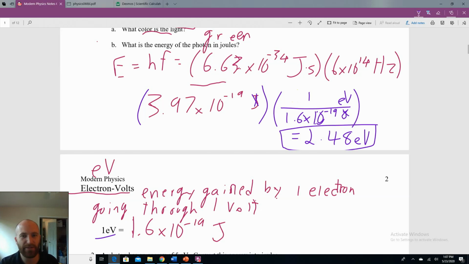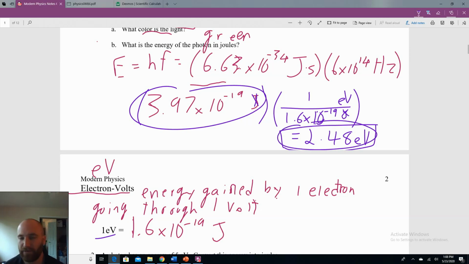I'm hoping you can see why we use this now. 2.48 is definitely an easier number to work with than this is, right? Because why would you call something times 10 to the negative 19 if you could just call it 2.48? It's just so much easier to use. So that's why we use this electron volt. It's helpful for when you have tiny, tiny amounts of energy, like what we'll be talking about for this topic.